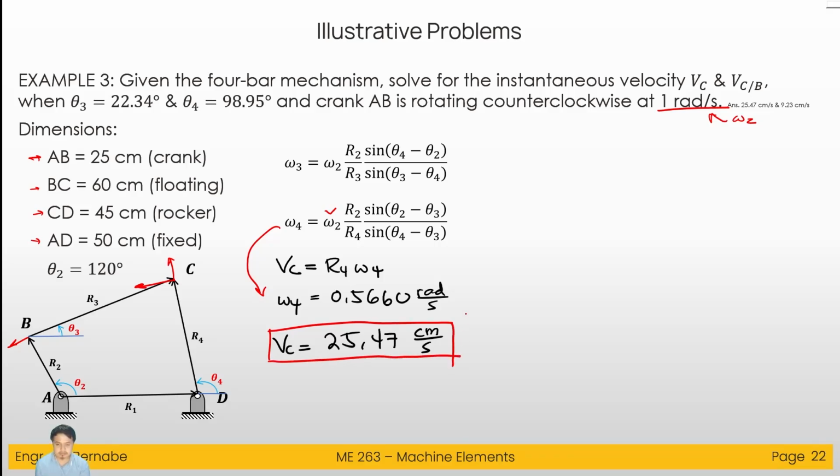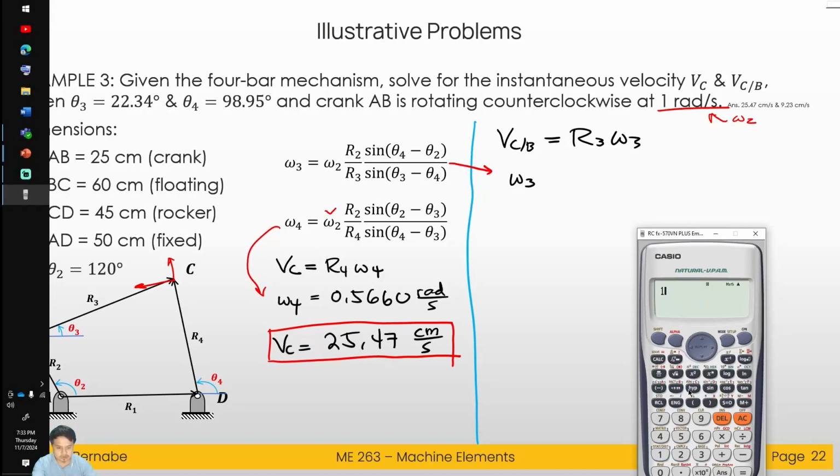So how about VCB? For VCB, that is R3 times omega 3. We already know R3. For omega 3, we want to solve first for omega 3. So for omega 3, you have this as your formula. I just manipulate this one. It's hard to manipulate, we might make a few mistakes, so let's just write this down again.